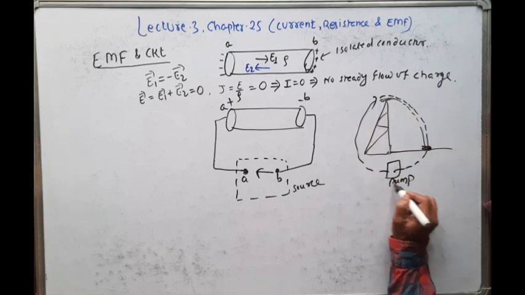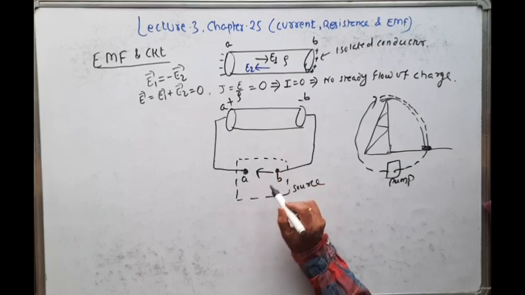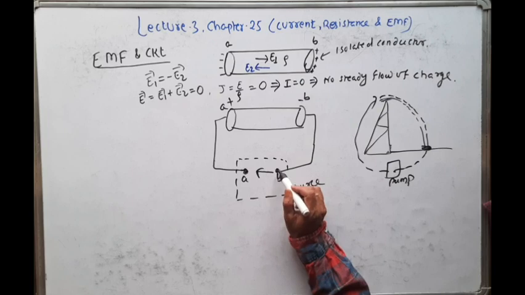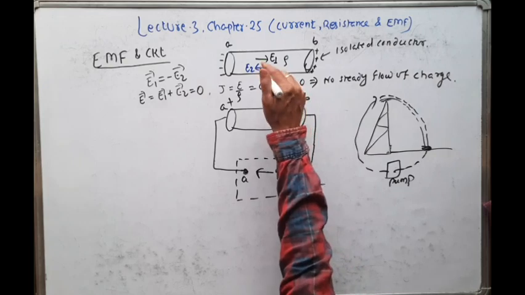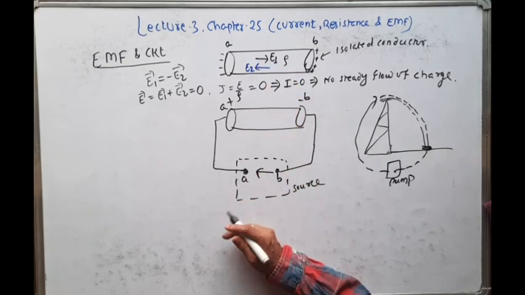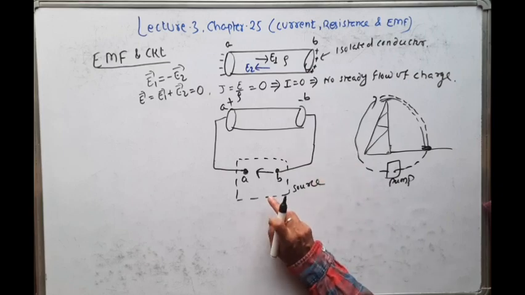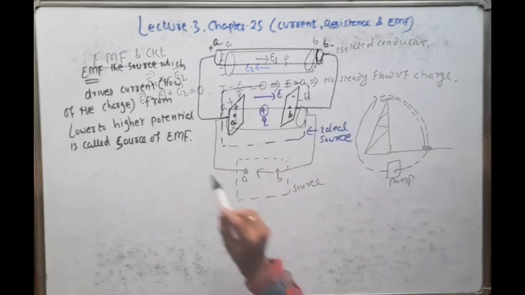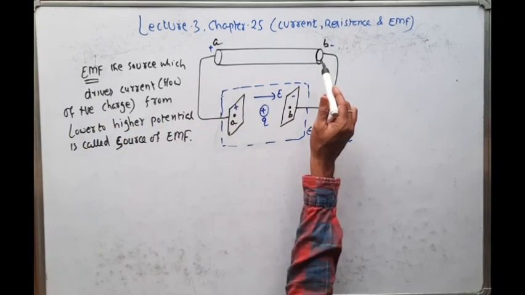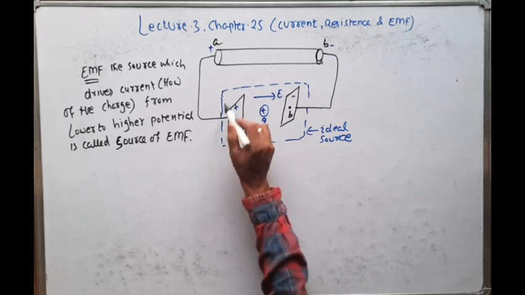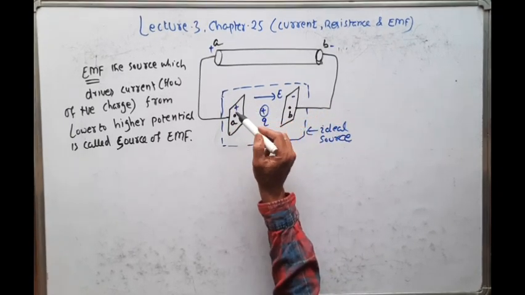So the role of a pump is just like the role of the electrical source. Here this source is sending the charge from lower potential to higher potential, so that this opposing electric field will be cancelled and we will get a continuous flow of current. So this is the role of the source. This is EMF. This is the conductor and this is an ideal source which will send the charge from lower potential to higher potential.